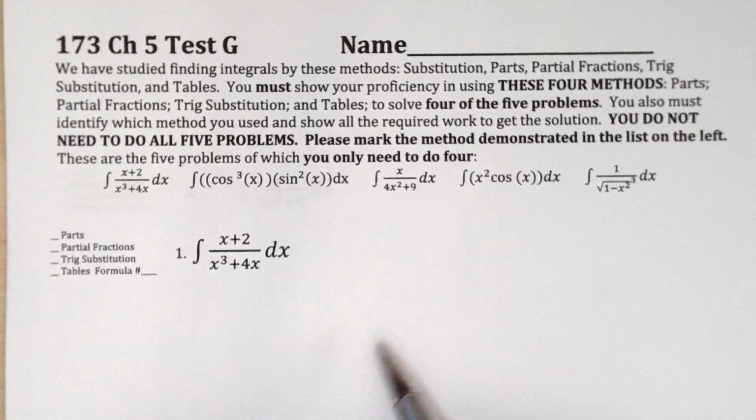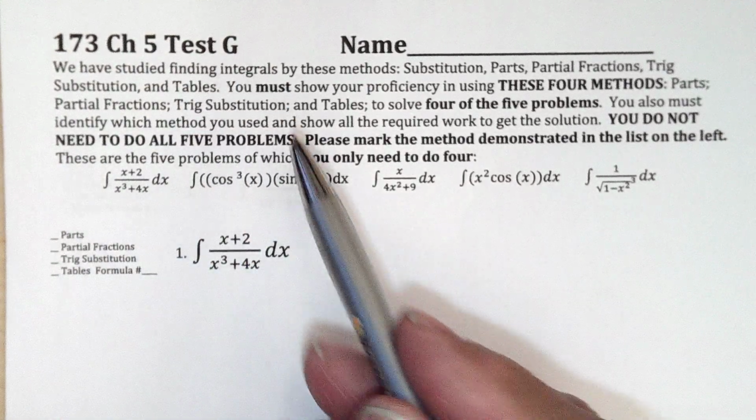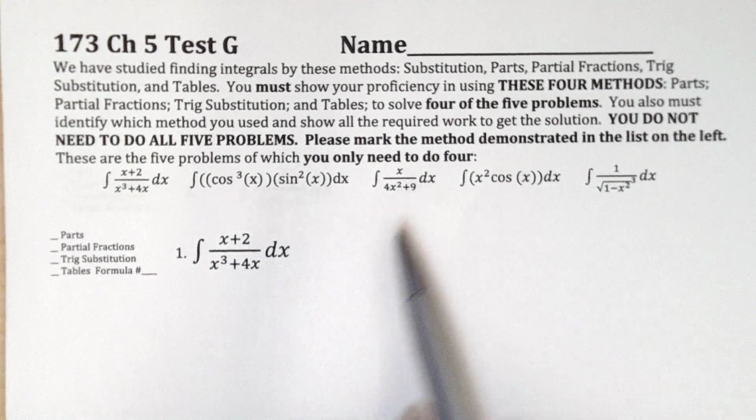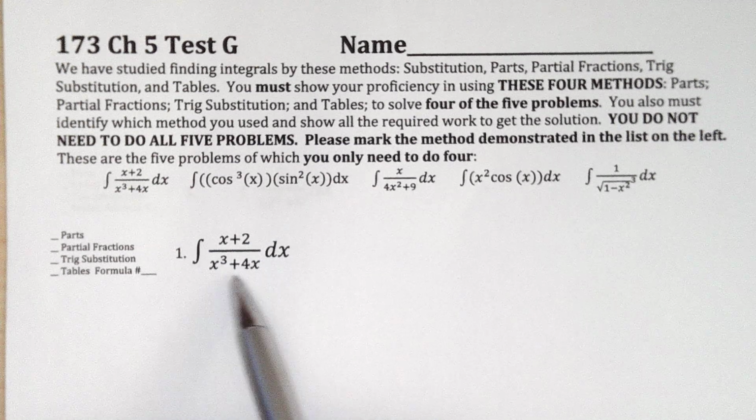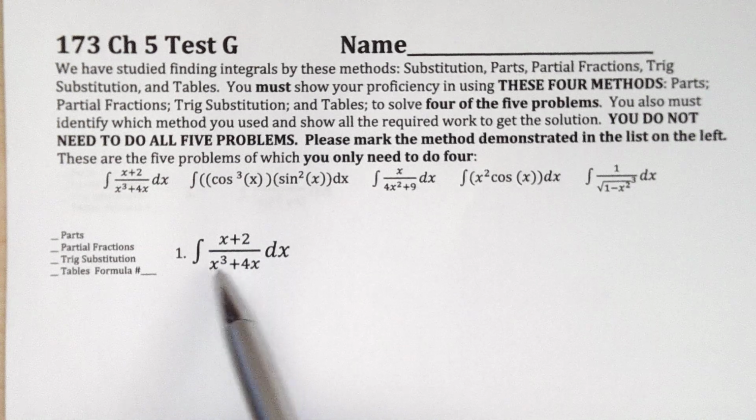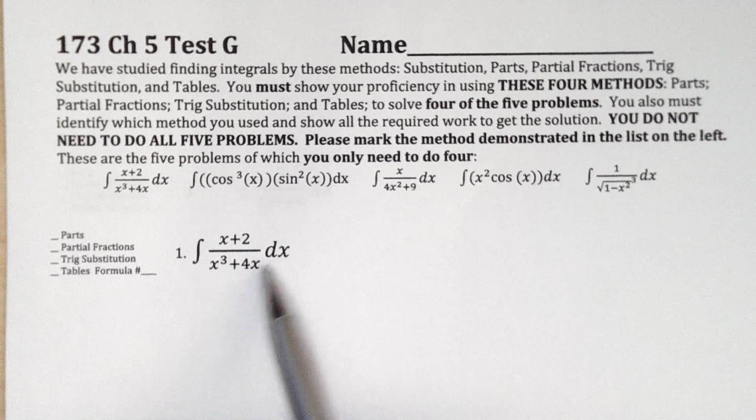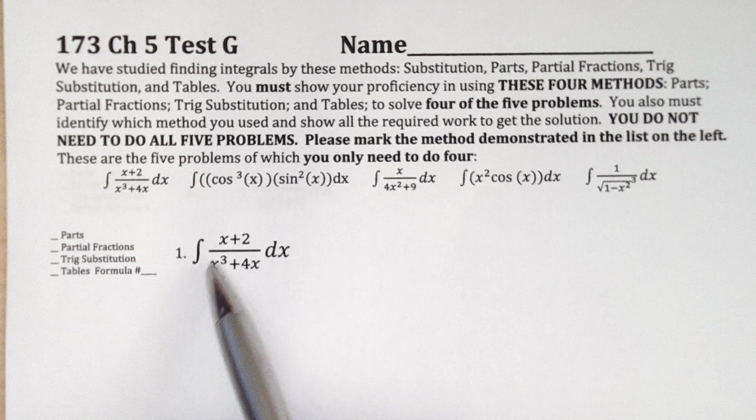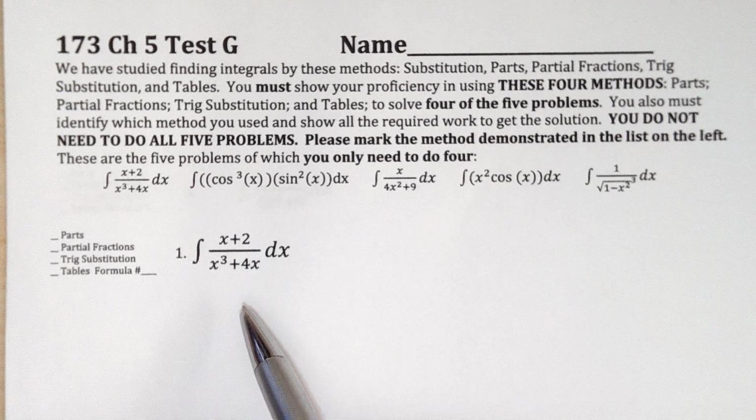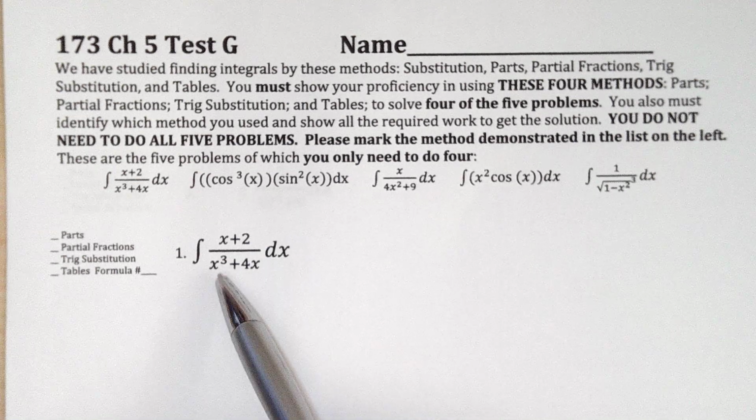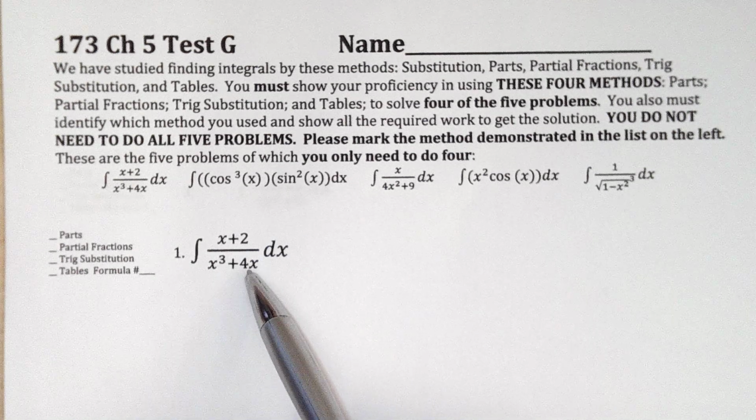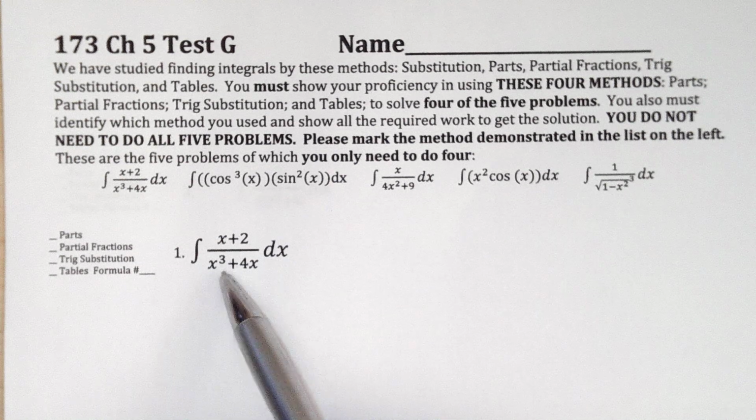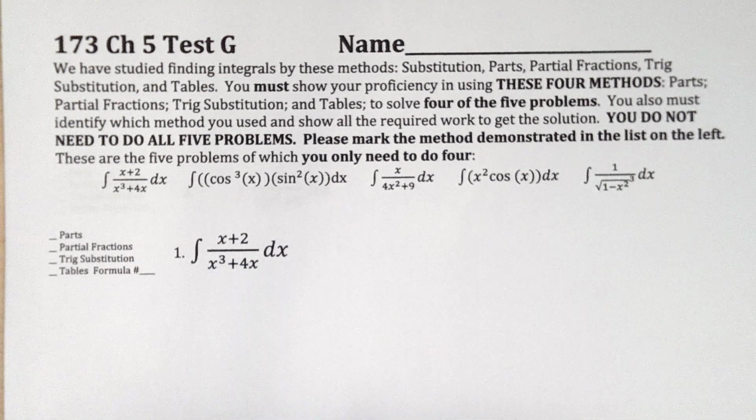Okay, I'm going to make a video here going over the possible ways to do test G. Okay, this would not work very well for u sub because we'd get a 2x plus 4, which is not going to cancel and would be messy. It's not going to work well for trig sub because trig sub usually has something squared plus or minus something squared, either numerator or denominator, and or with or without a square root.